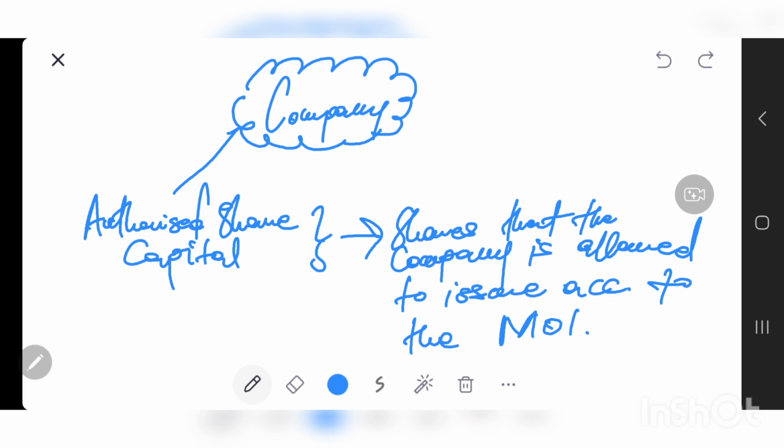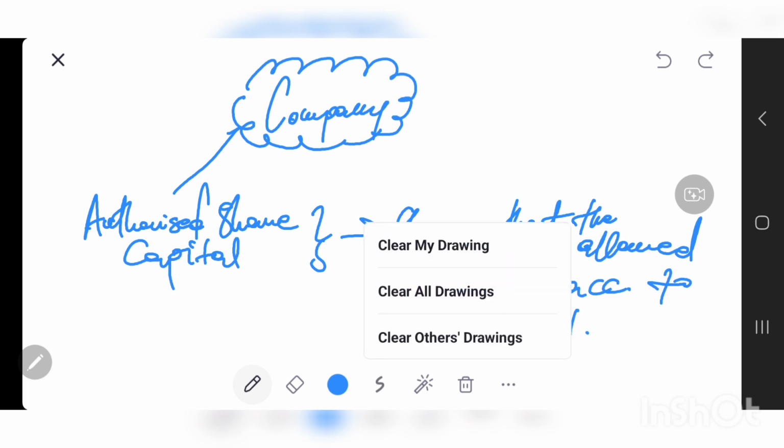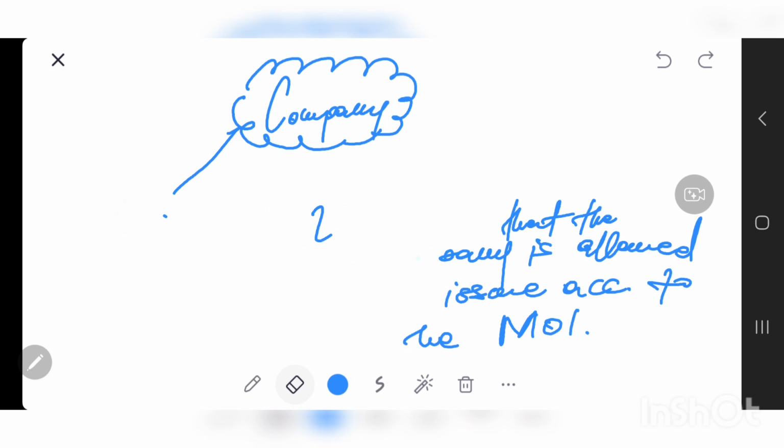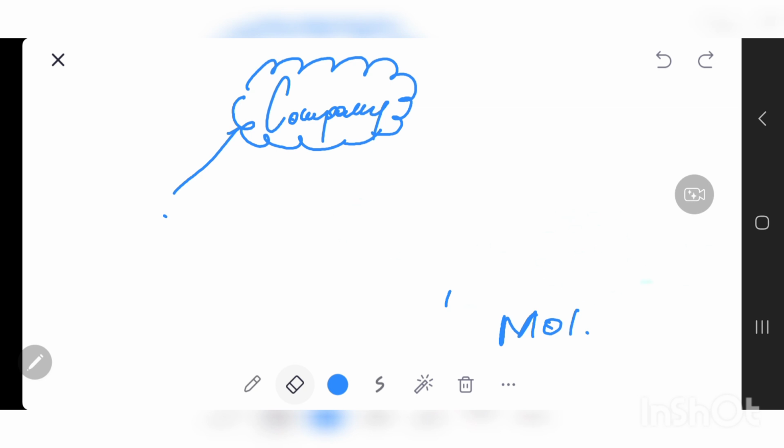And then there's also something called issued share capital. Issued share capital. So issued, the definition is in the name, guys. Issued share capital.